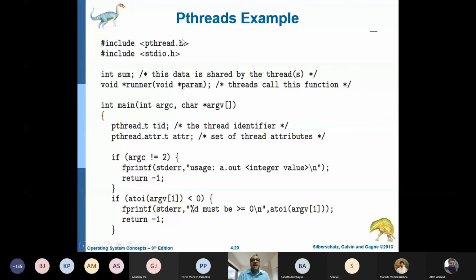And if you look at this example, it shows how the threads are created and how the threads are managed or synchronized. This is the initial part: a thread identifier, and the set of thread attributes. Set of thread attributes means each thread has some thread ID, and each thread has some scheduler priorities and so on. Those are known as the thread attributes.